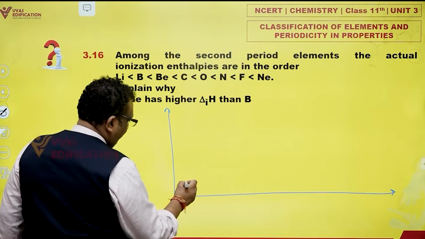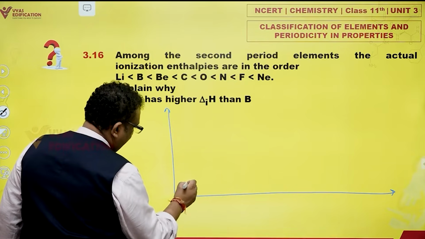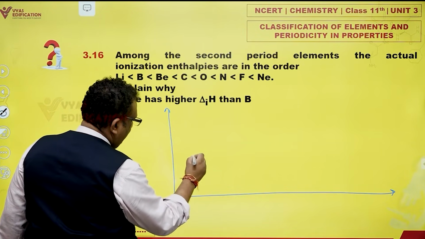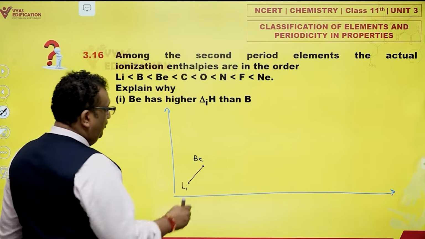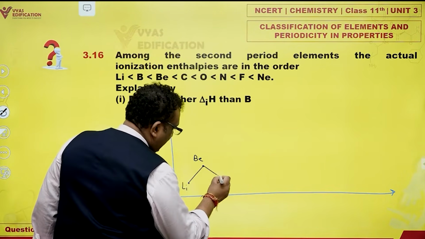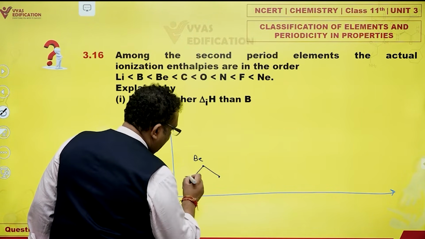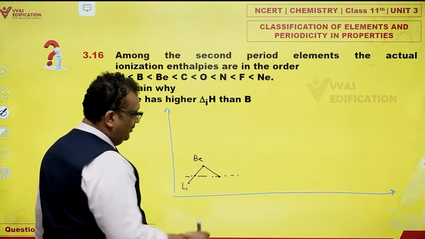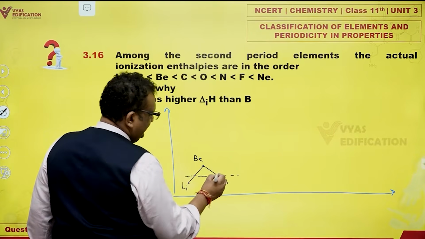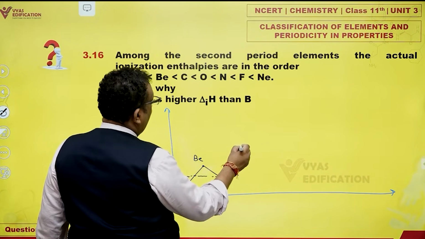If you take lithium, fine, and beryllium goes up. Interestingly, boron doesn't go up, it comes down. But please remember, when it comes down, it does not fall below lithium, it is slightly lesser. And then you find you have carbon.